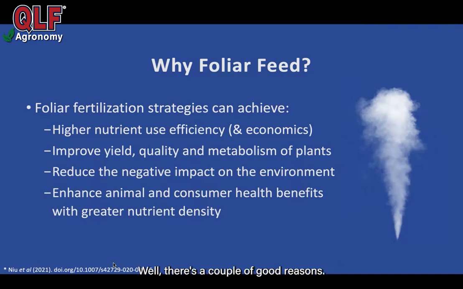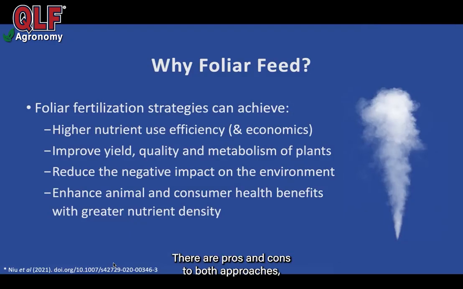Well, there are multiple good reasons really, and some of those include that we can achieve higher nutrient use efficiencies with foliar feeding as compared to soil application. And I stress a caveat here that we're not necessarily suggesting to replace soil-based feeding, but we are looking at foliars as a strategy to complement that soil feeding.